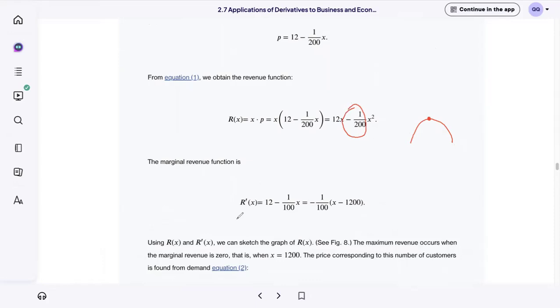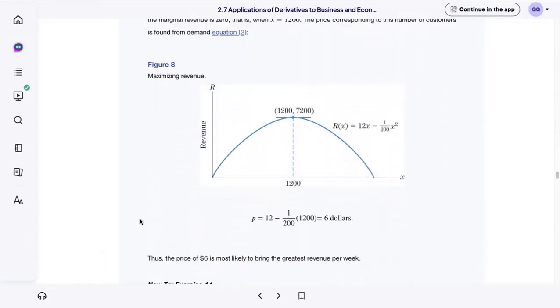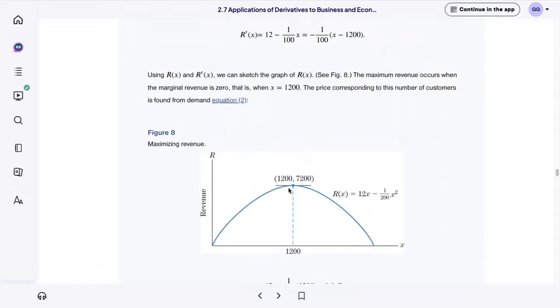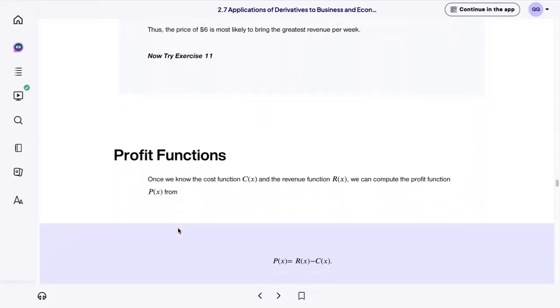We take the derivative, right? So we get this. Then we set this one to be 0. We solve it. So we get x equals, what is it? It is x equals 1,200. Okay. 1,200 is the ideal number of tickets to be sold to maximize the revenue.